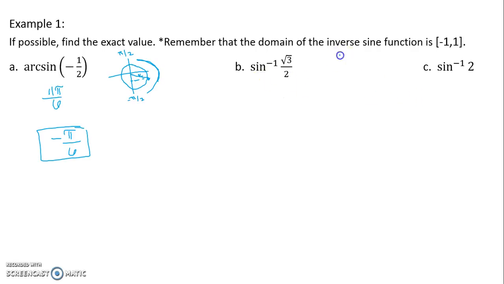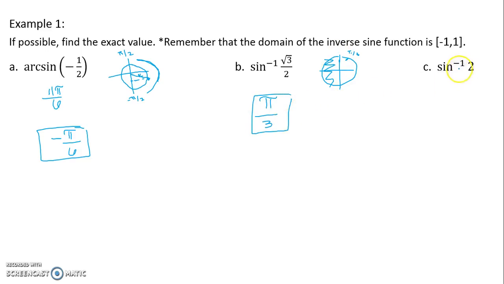Sine inverse of radical 3 over 2. So I'm looking at my unit circle. I can't be on this side, I'm just going to be on the right side. Radical 3 over 2 positive would be up here, and that's almost to 1, so it should be that top dot, which is pi over 3. And that does fall between negative pi over 2 and positive pi over 2. So my answer is pi over 3.